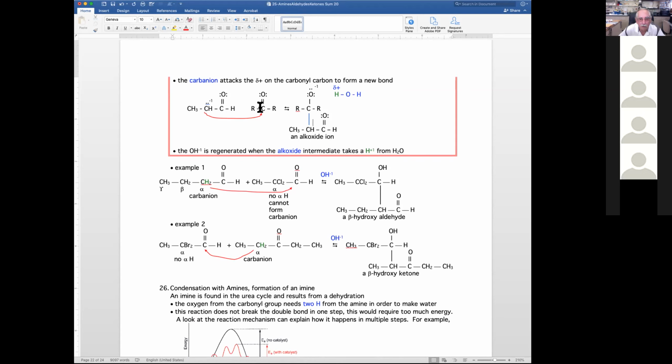But what happens to this carbonyl carbon? It can't have 5 bonds, so it has to give 1 up. So when it does that, now it has to interact with the solvent, because water is a weak acid, but this now becomes a very strong alkoxide base. Maybe it's better to call this a base.